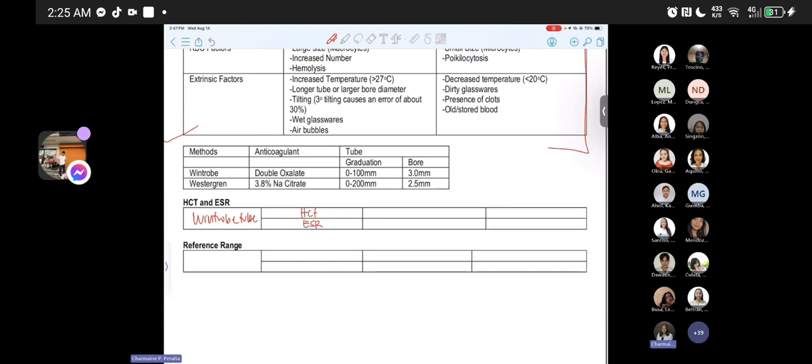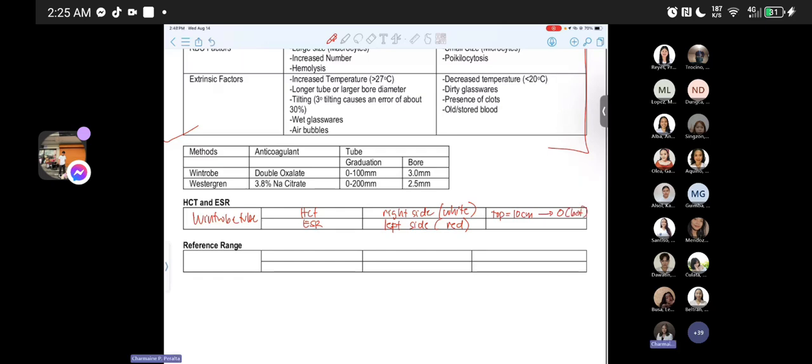So yung hematocrit, ang graduation niya is nakikita sa right side. Ang color nito is white. Yung ESR, nakikita yung graduation nito sa left side. Ang graduation nito, ang marks ay color red. From the top, mag-i-start to sa 10 cm, papunta sa bottom na 0.